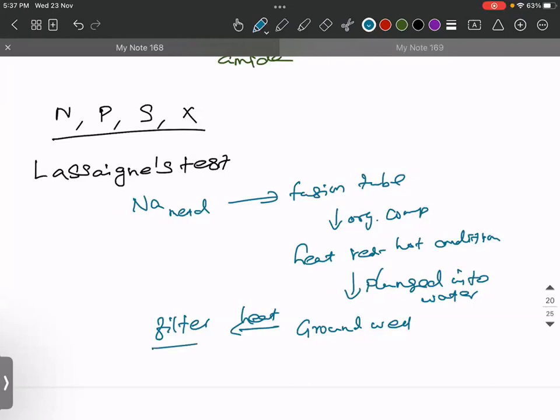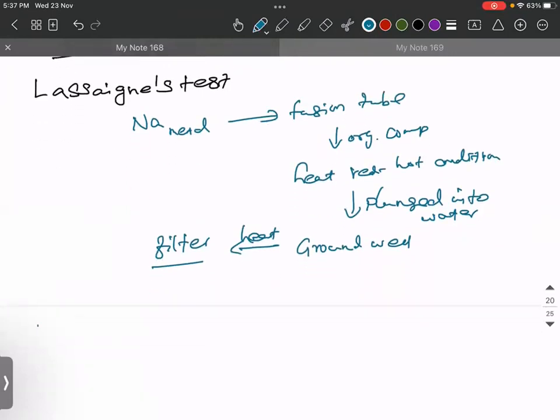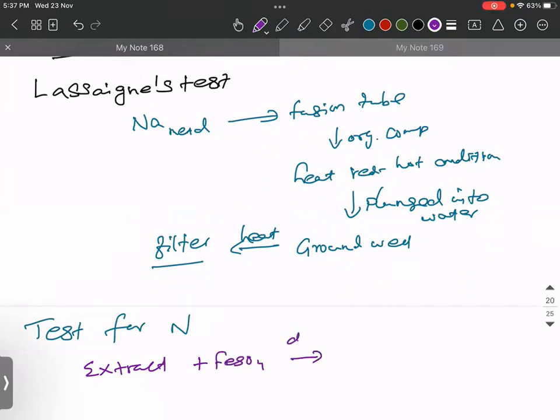Now this Lassaigne extract, you take a portion. The first part is for nitrogen. You take the extract, add freshly prepared ferrous sulfate, and then dilute or concentrated H2SO4. If you get a blue color, it shows the presence of nitrogen.